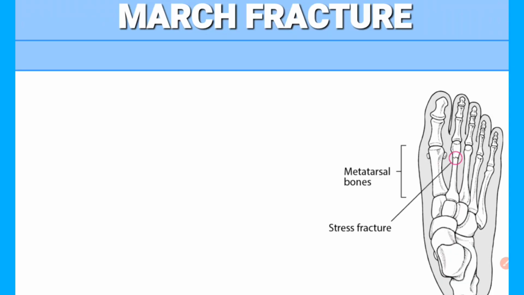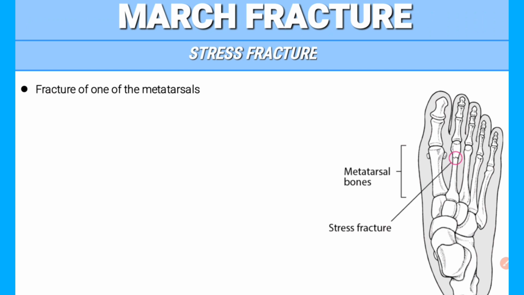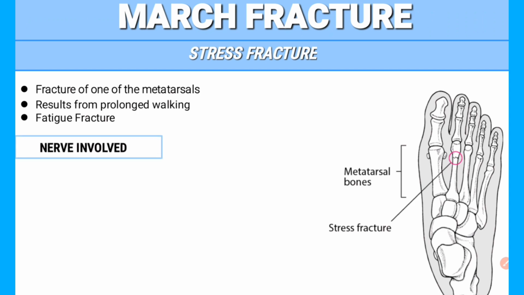The topic is march fracture. It is also known as stress fracture. It is a fracture of one of the metatarsals. In march fracture there is a fracture of one of the metatarsals resulting from prolonged walking. It is also known as fatigue fracture. The nerve involved in march fracture is the posterior tibial nerve.